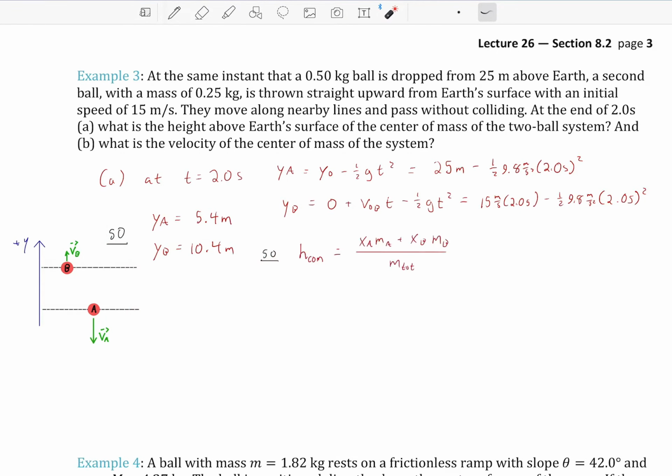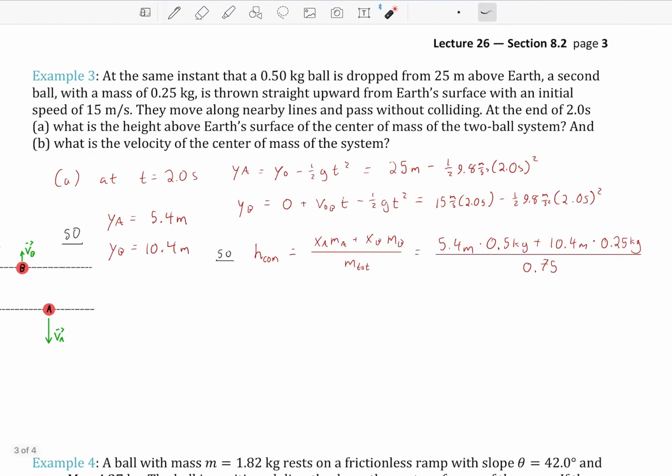So if you want to find the center of mass, we'd simply find the center of mass in terms of the height. We're only interested in the y direction. These should really be y's. I don't know why I wrote them as x's, but the value will still be correct. This is a one-dimensional problem, so there's nothing to worry about in the x direction. And so when we plug in our 5.4 meters for A and its mass, our 10.4 meters for ball B and its mass, and then divide by the total mass, with kilograms there, we find our height of the center of mass of the system, 7.07 meters.